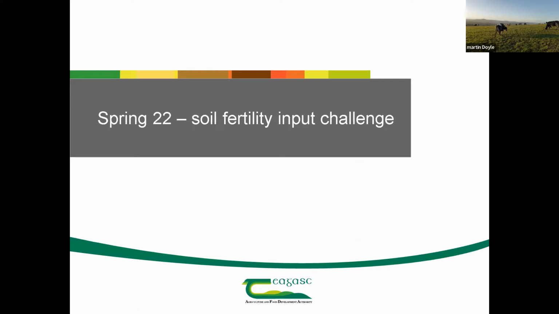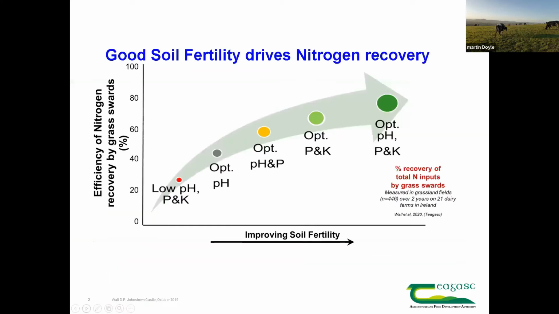So the basis of all soil fertility is taking soil samples. So the starting point is having enough soil samples on your farm to give us the knowledge of what's in the ground. So the new metric for measuring everything to do with nutrients is nutrient use efficiency.